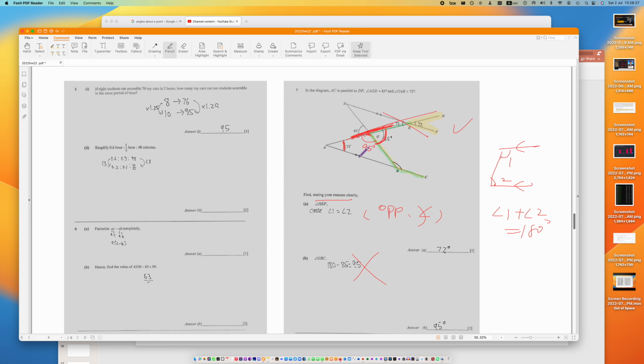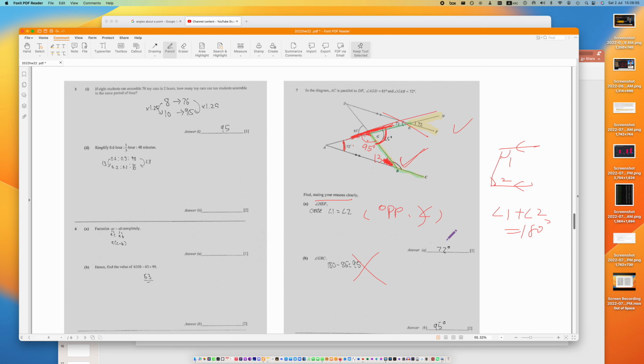So this is 72, right? Can you find out this? Because if you use 180 minus this one, you will get this one. So find out the red one. This red one plus 95 plus 72 is 180. Oh, okay, good. 30.